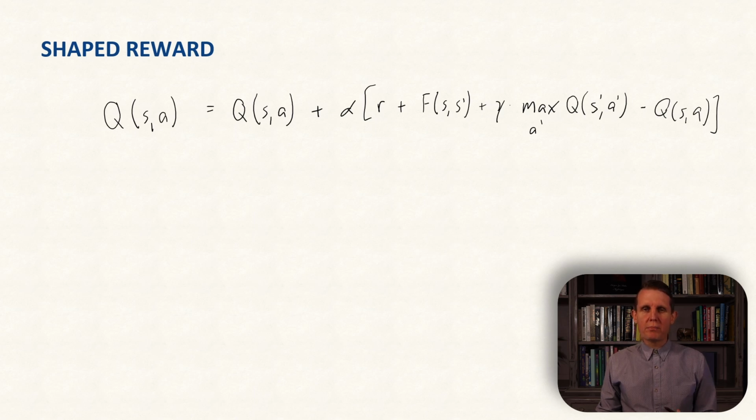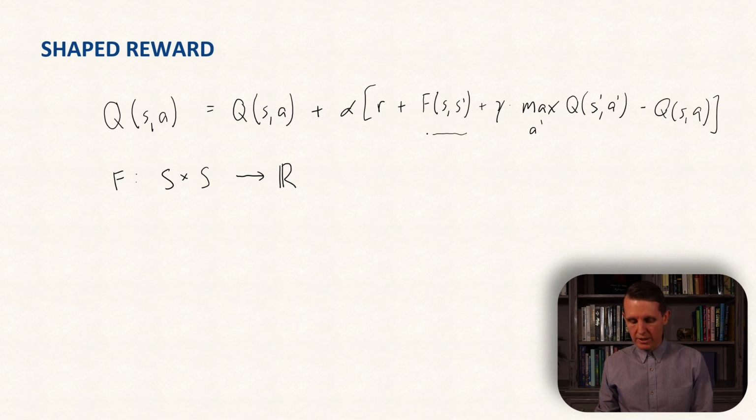In other words, if we can provide a function that says if we go from S to S' that's either positive or negative, then we can provide a small bit of feedback to our learning algorithm as to whether this is good behavior or not. Our function F is defined over these states. If this expression is negative, then we discourage choosing action A in state S. If it's positive, we encourage it. We call this expression the shaped reward.